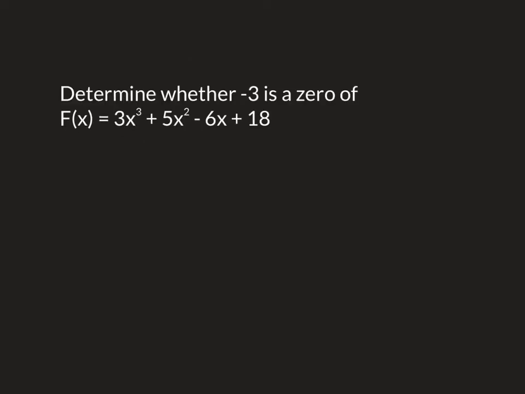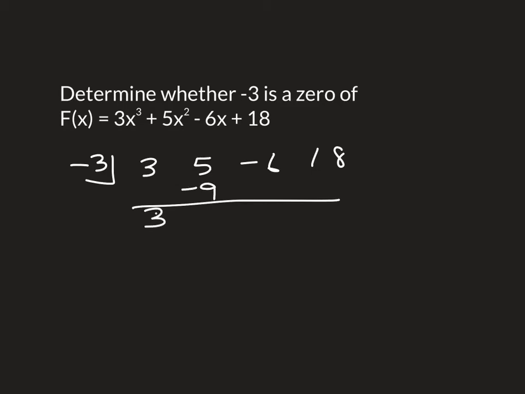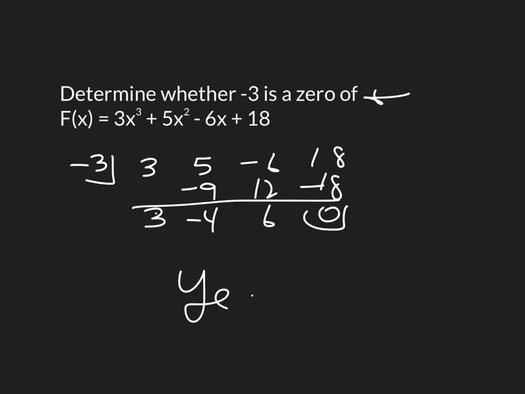Synthetic substitution. Determine whether negative 3 is a 0. We're going to do the same thing here. I'm going to take the negative 3, put it in the box, and it's a 0 if it's a factor, which means it's a 0. So I'm going to go through and see if I get 0 for the remainder. So I'm putting a 3 down, multiply, add, multiply, add, multiply, and sure enough, my remainder is 0. So was that a 0? Yes, it was, because it's a factor, and factors are zeros. So factors give you zeros. So there you go. One more slide.